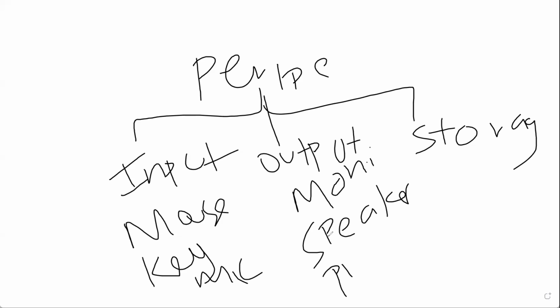Then the printer. The printer is a device from which you can get printouts, right? So the printer is an output device. Then storage devices.